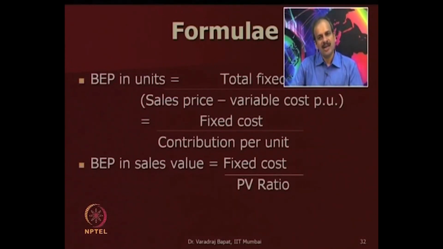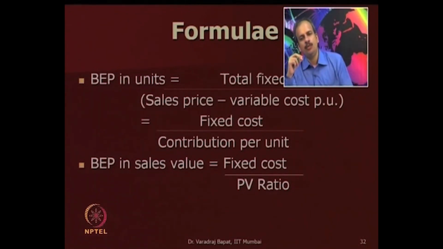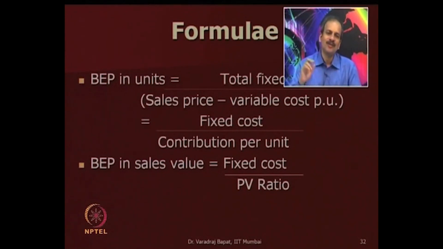Here are the formulas for calculating the BEP. For calculating the BEP in units, take fixed costs and divide it by contribution per unit. We know that contribution per unit is nothing but selling price minus variable cost. So, fixed cost upon contribution per unit gives us BEP in units. For BEP in rupees or in sale value, we take fixed cost upon PV ratio. Is this clear to you?